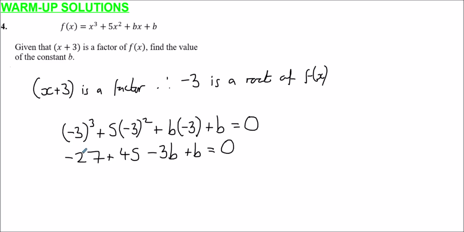Simplify. So minus 27 plus 45 is 18. Minus 3b plus 1b is minus 2b overall. So 18 minus 2b equals 0. Rearrange and solve. Therefore b would have to be 9. So hopefully we're literally warmed up now. Let's have a look now at the next bit of this lesson, geometric sequences.